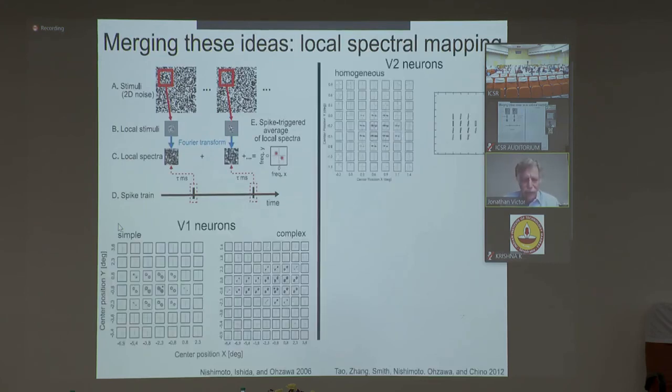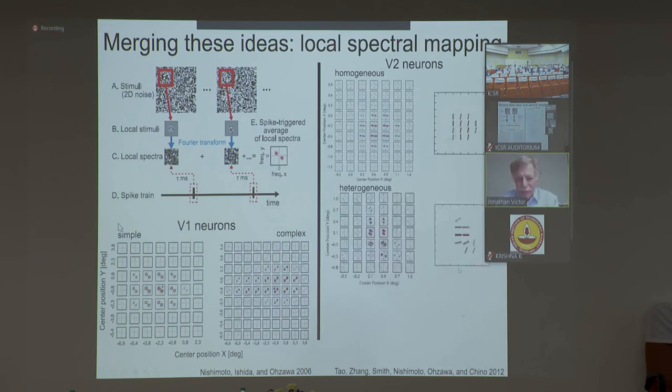Let me just give a couple more examples. So here is another mapping strategy that was used by Ohzawa's group, in which the stimuli were two-dimensional noise, but they reverse correlated not only against the pixels, but also against the local spectra. And so this enabled them to map local orientation tuning within receptive fields. And they found that you could describe a V2 neuron by its local orientation tuning. In some cases, the local orientation tuning throughout the receptive field was homogeneous. In other cases, it was a bit more scattered.